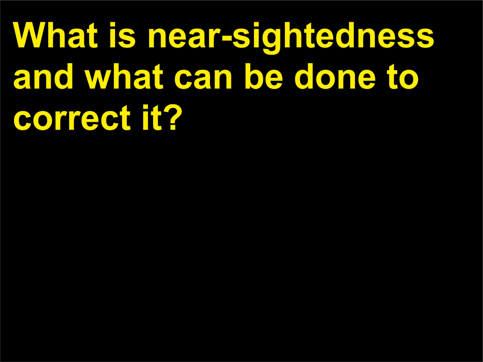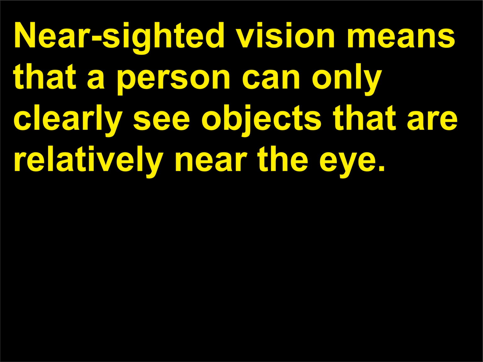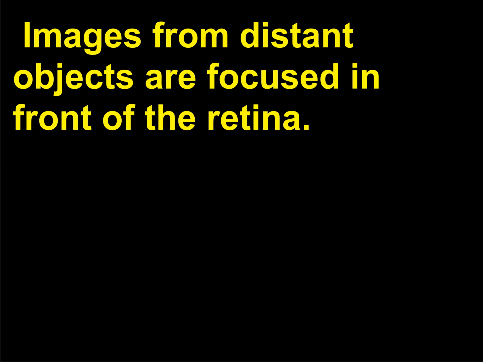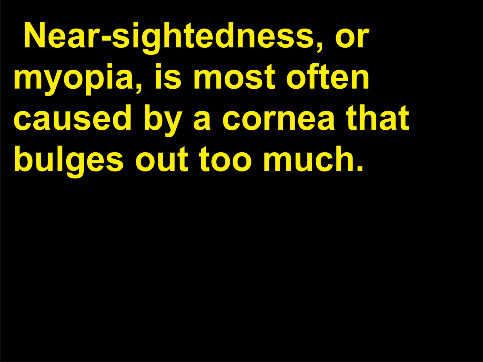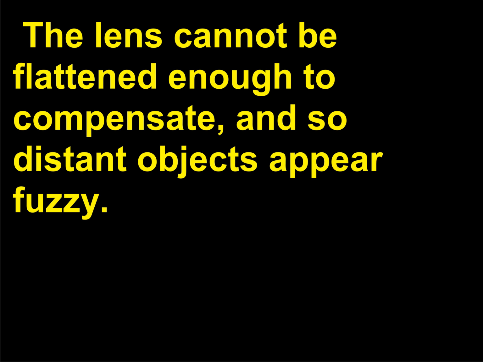What is nearsightedness and what can be done to correct it? Nearsighted vision means that a person can only clearly see objects that are relatively near the eye. Images from distant objects are focused in front of the retina. Nearsightedness, or myopia, is most often caused by a cornea that bulges out too much. The lens cannot be flattened enough to compensate, and so distant objects appear fuzzy.